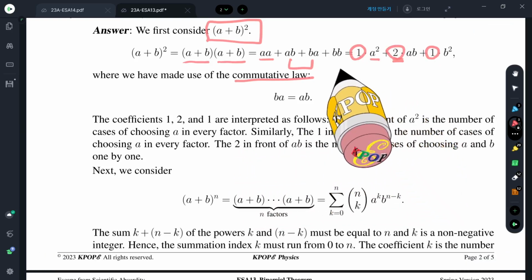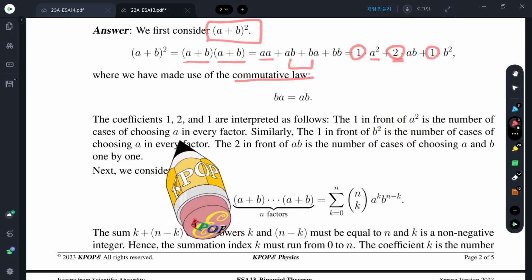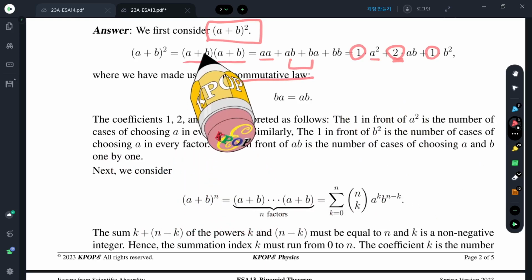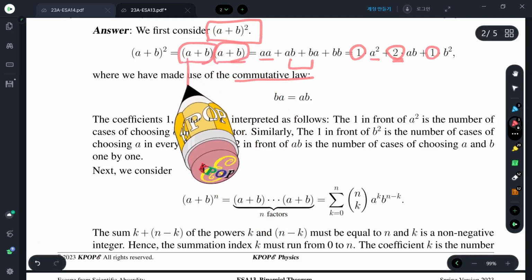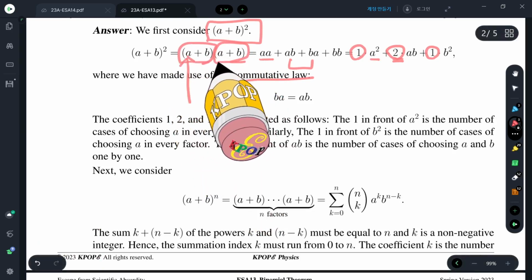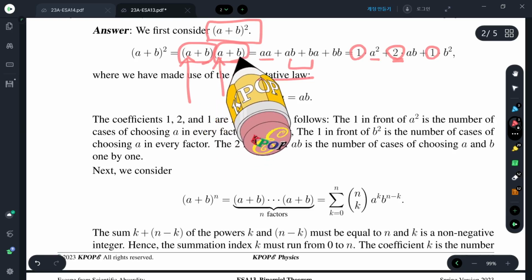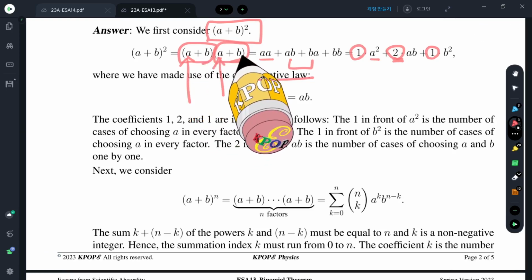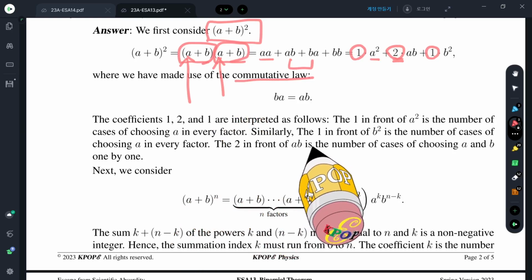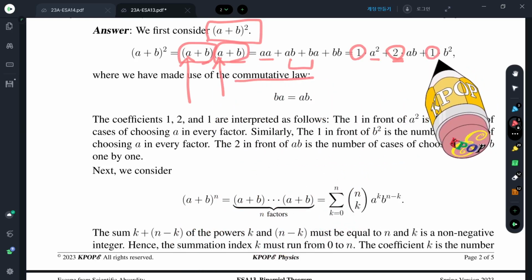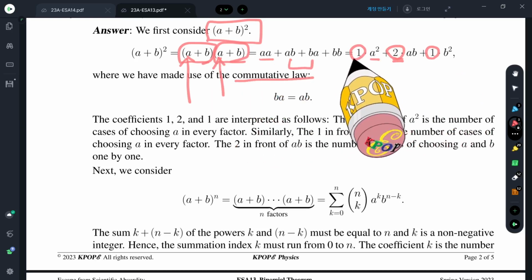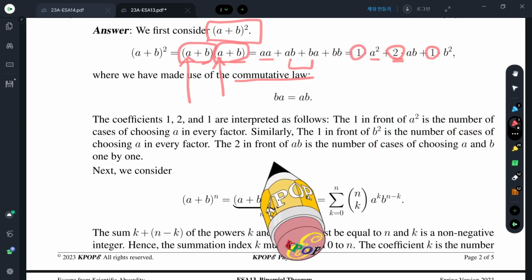The 1 in front of A squared is the number of cases of choosing A in every factor. We have two factors. In the first factor, choosing A. In the second factor, choosing A. And discard B in both cases. The factor 1 in front of B squared can be calculated in an identical way as we have used to compute the coefficient in front of A squared.